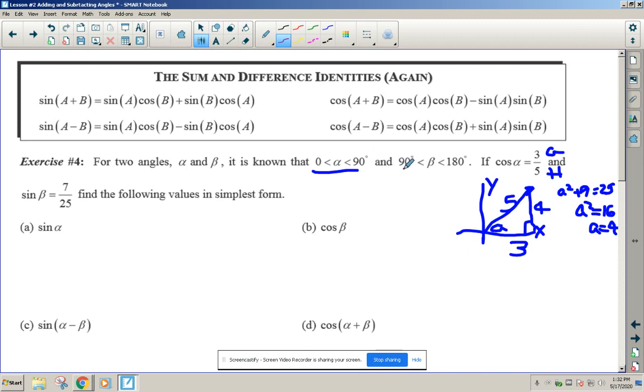Now, angle beta is bigger than 90, less than 180. That means angle beta, let's just draw this over here, is in quadrant 2. So this is quadrant 2. And here's my B.